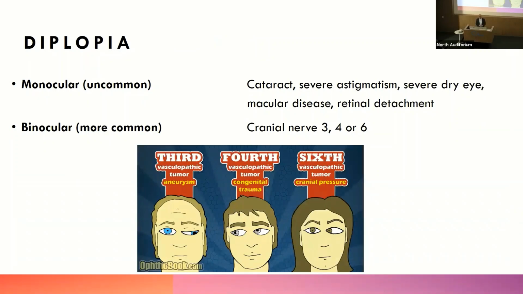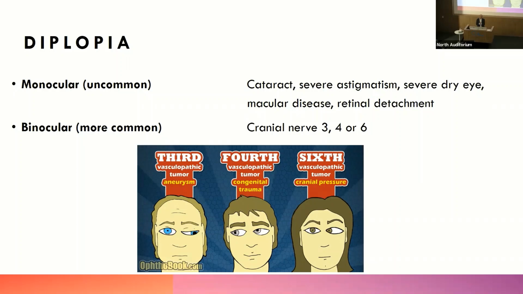Diplopia, I'm not going to dive into thirds, fourths, and sixths. I've kind of touched on them already. But usually, diplopia is binocular, meaning if you cover one eye, the diplopia goes away. So it's a result of binocular function having gone wrong. You can get monocular diplopia, which is uncommon, but monocular diplopia is from light rays getting split for some reason when they enter the eye.